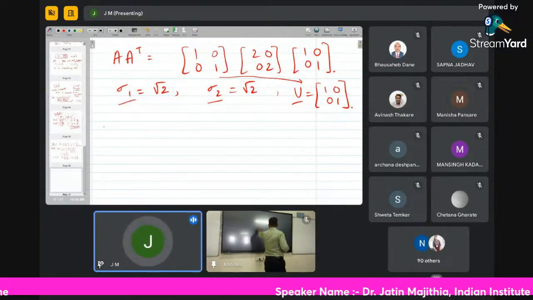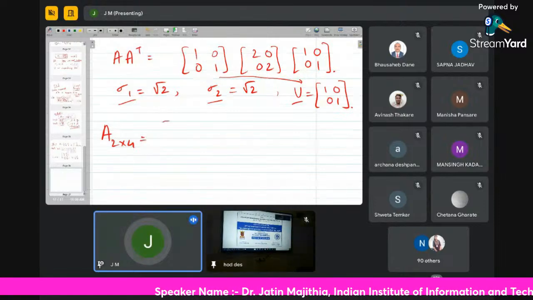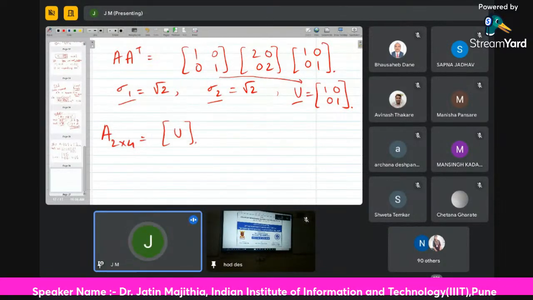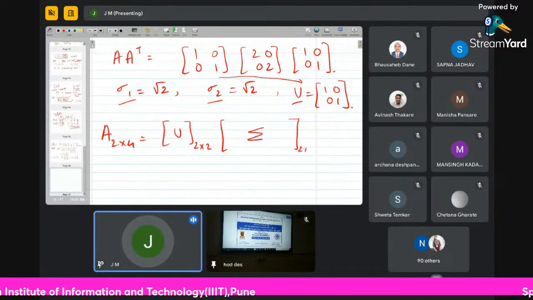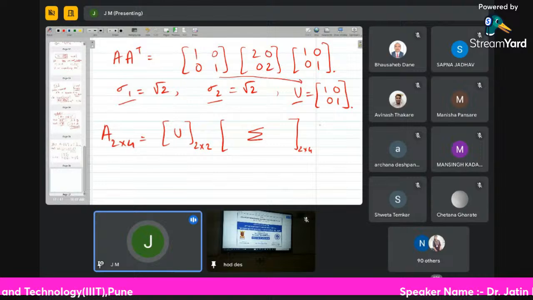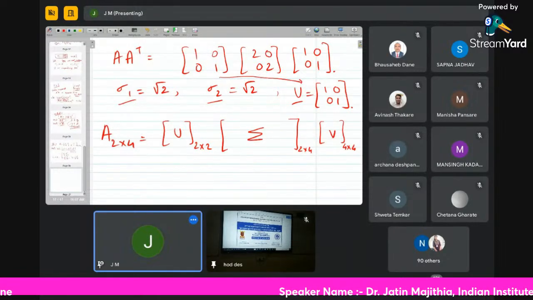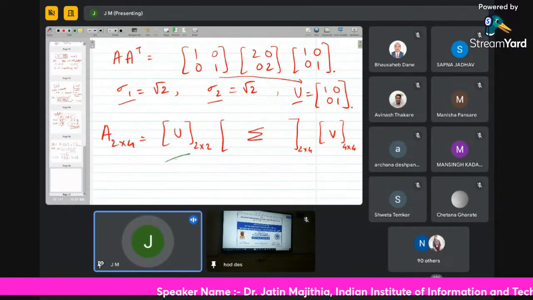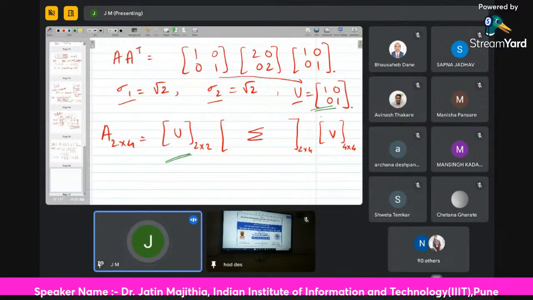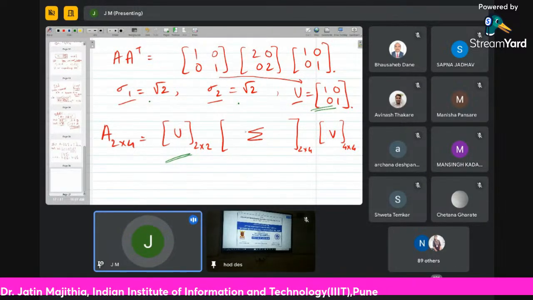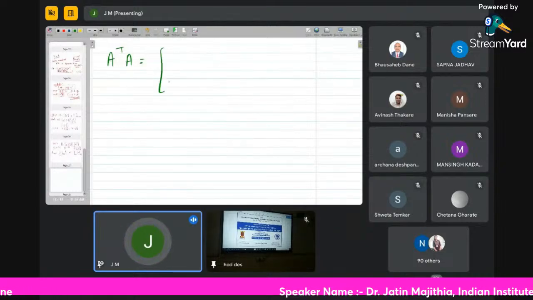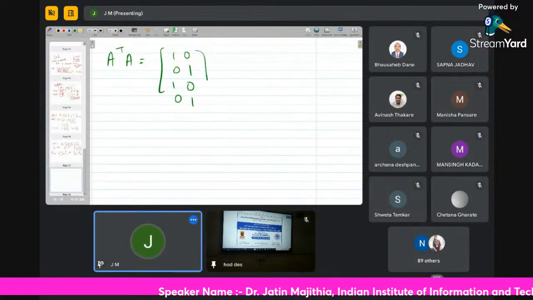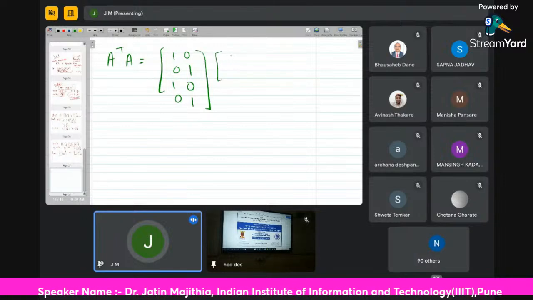See, my A is a matrix of order 2 by 4. So from here one can realize my U matrix will be of order 2 by 2, and my V matrix will be a matrix of order 4 by 4. Yes, we got our U matrix of order 2 by 2. Here we got sigma 1 and sigma 2. Now, as I said, we find A transpose into A. What is A transpose? 1 0 0 1, 1 0 0 1. Intentionally, I'm taking this simple example because calculations will be easier.